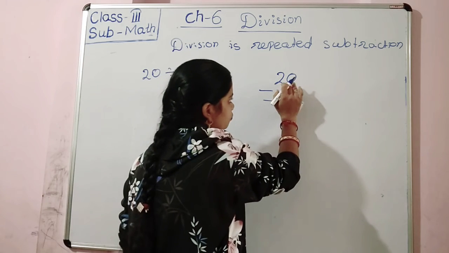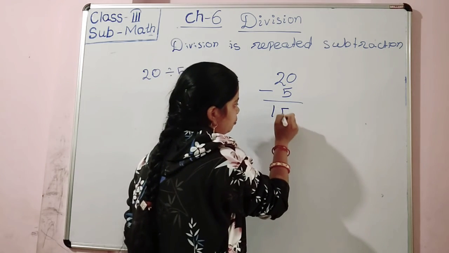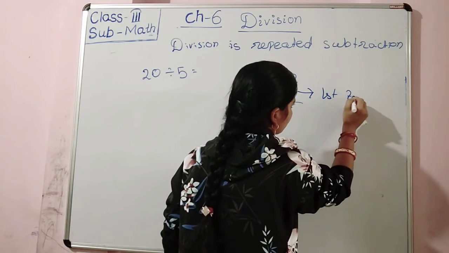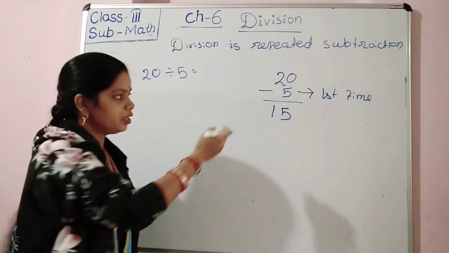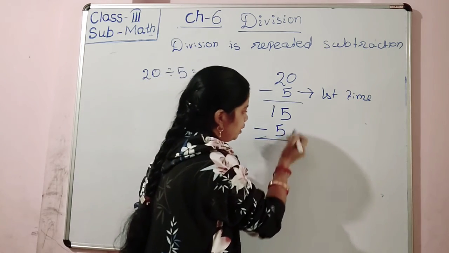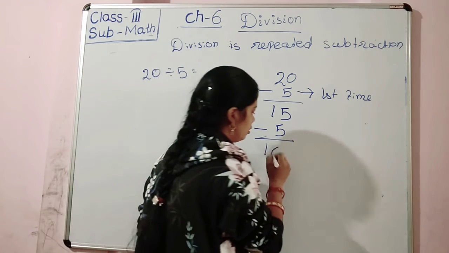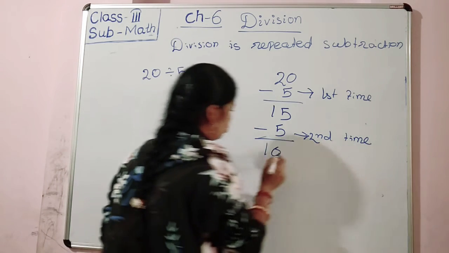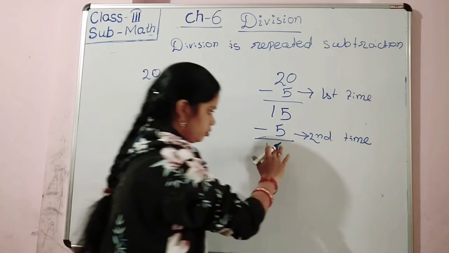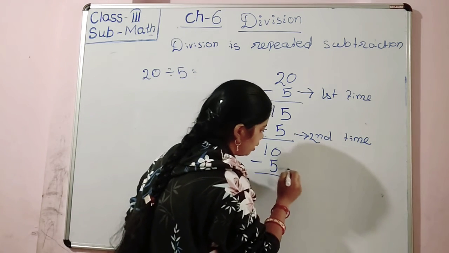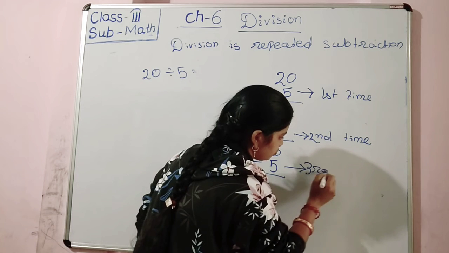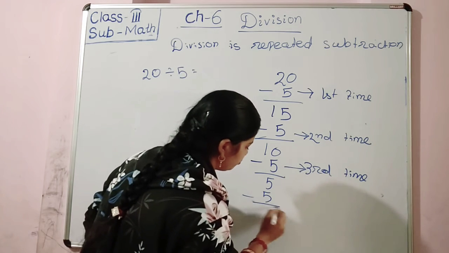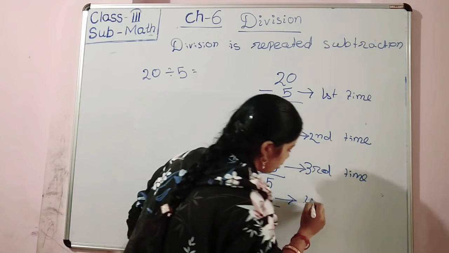देखो first 20 minus 5 is 15. It is the first time subtraction. Then next 15 minus 5, 10. It is the second time subtraction. We have to subtract repeatedly. देखो 10 फिर से 10 minus 5, 5. It is the third time subtraction. 5 फिर 5 minus 5, 0. Fourth time.